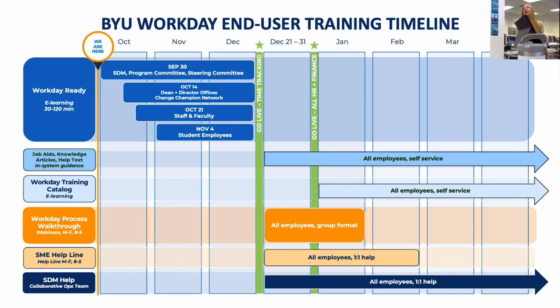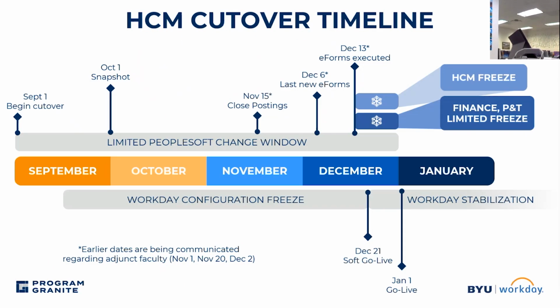You can see here on the timeline, October 14th, Deans and Directors and the Change Champion Networks are going to get training. October 21st is when staff and faculty will get their training, and November 4th is when student employees will get it. So we have different training coming out, but you guys have more training to do on your own, which is awesome. And then transitioning into this slide, we're about 2 months away from go live. That's why training's coming out.